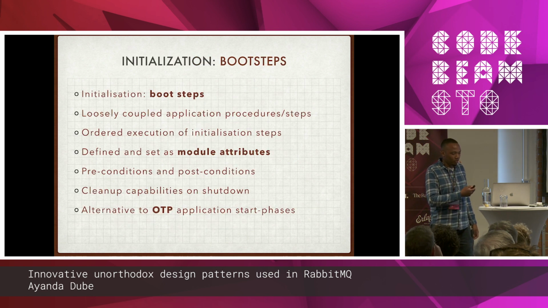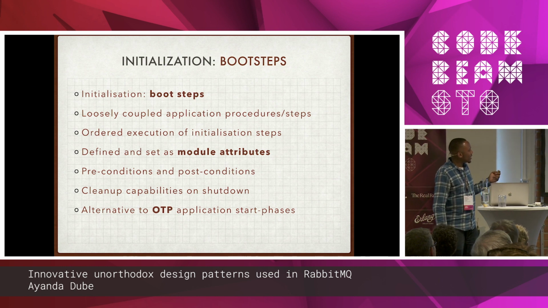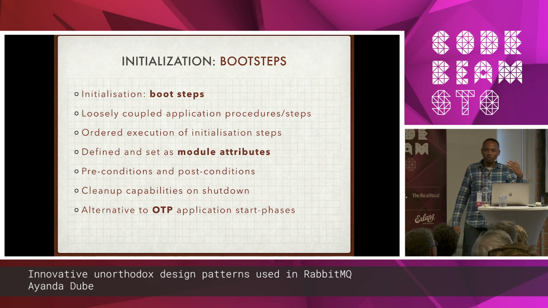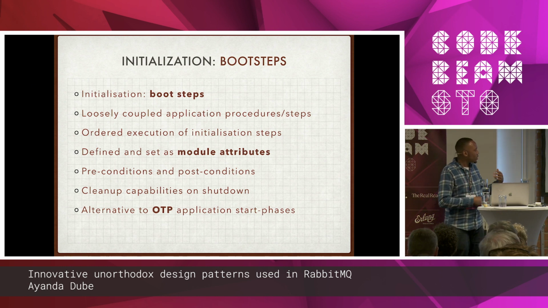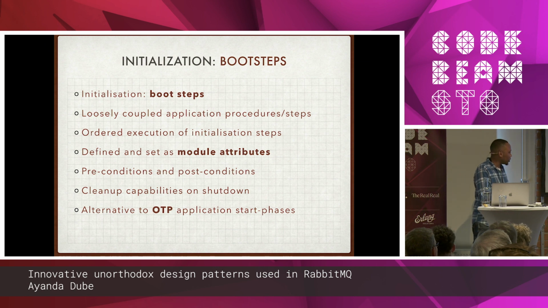All right, so the first part is what is known as bootsteps, right? So Rabbit uses a concept called bootsteps for initialization. Basically what it does is you've got a set of procedures which are defined in different modules or different applications, and those are read on startup, right? And those are defined as module attributes, right? And then when those are read, you get the specification which is going to be executed. I'll show you how that works just now.